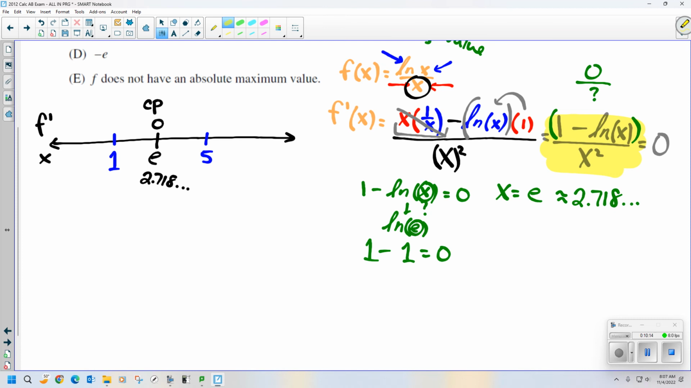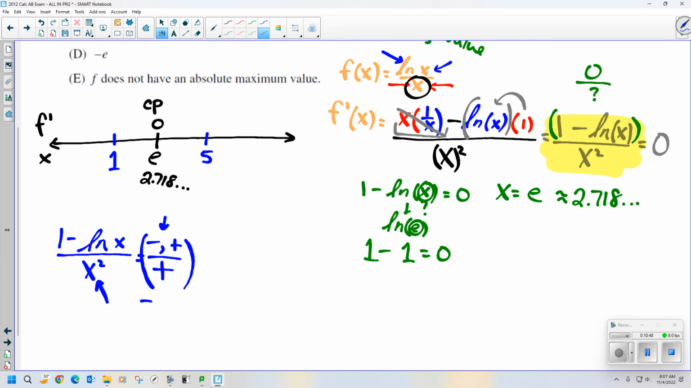Well, that tells me that no matter what I pick, I'm going to rewrite this right down here. It's (1 minus the Ln of x) over x squared. The bottom will always be positive, no matter if I put a positive value in there or a negative value. So the one thing that's going to dictate whether my derivative is positive or negative is the numerator. If the numerator is negative, then I'll have a negative fraction, correct? If the numerator is positive, then I'll have a positive fraction because I'll have positive over positive. It'll be negative if I have negative over positive.